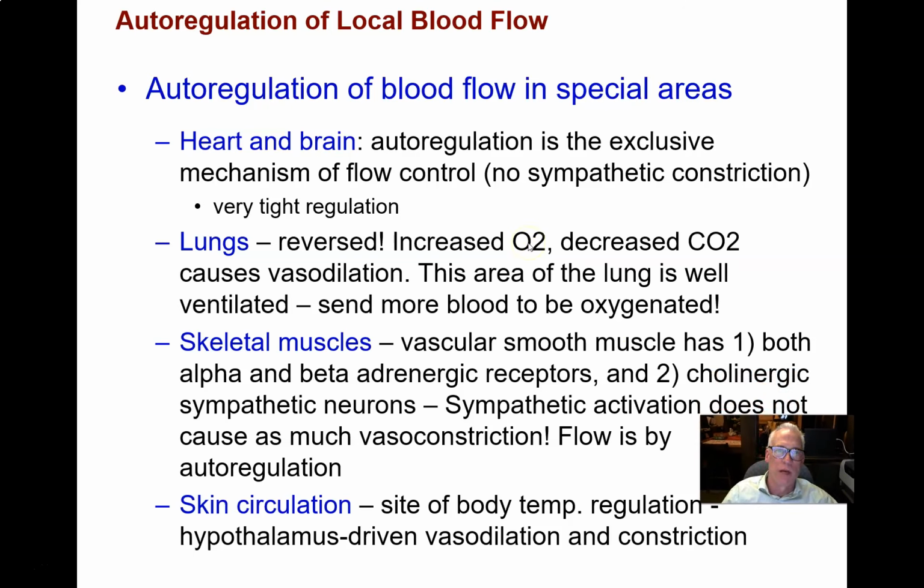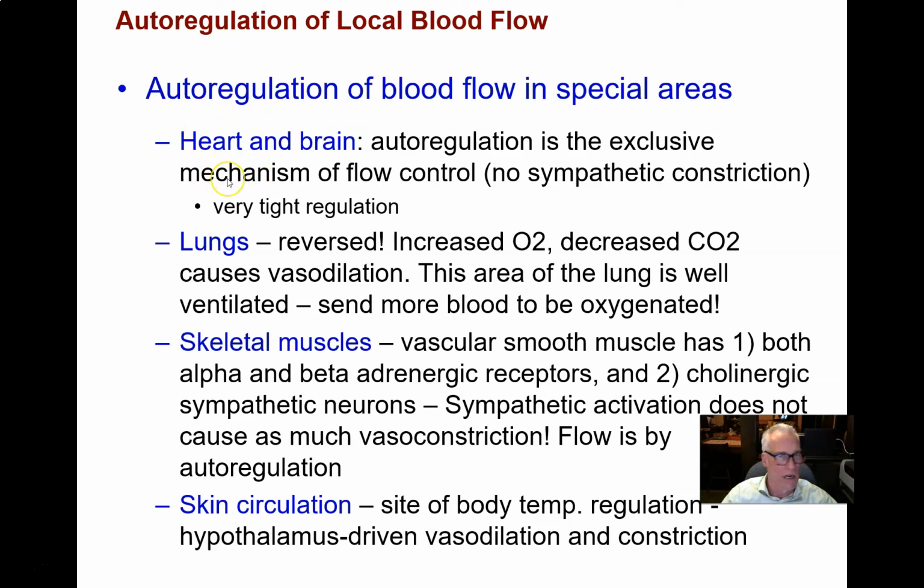There's a few special cases we should talk about. So remember, metabolic autoregulation is the main mechanism. Myogenic autoregulation kind of dampens out changes in flow with changes in blood pressure. How about in the heart and the brain? There's this extra tight control of blood flow by autoregulation in the heart and the brain. These organs are so critical for the function of our entire body that they must exactly match the blood flow at all times to their metabolism.